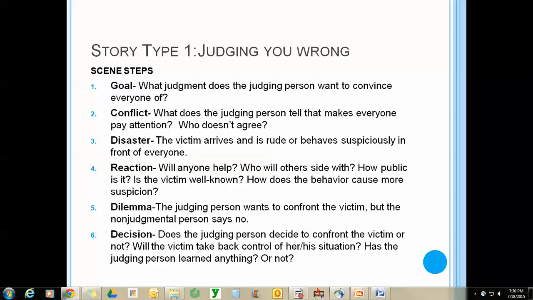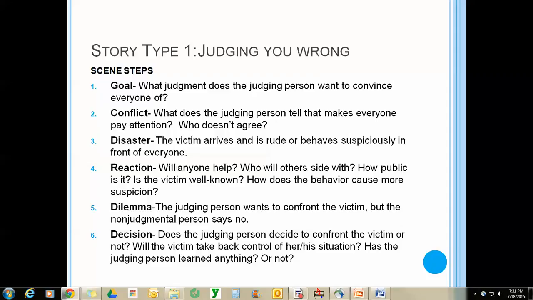As for a dilemma, perhaps the judging person wants to confront the victim, but suppose the non-judgmental person says no, don't ask them if it's true. Don't try to correct their behavior. Just stop, leave them alone. This is a new person. So have mercy on them.